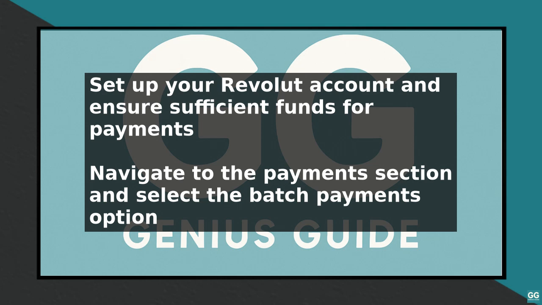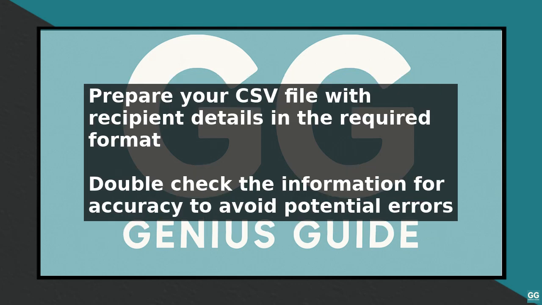Once the CSV file is uploaded, review the payment details to ensure everything is correct. Revolut will also verify the information to prevent any potential errors. After confirmation, the payments will be processed, and the recipients will receive the funds.